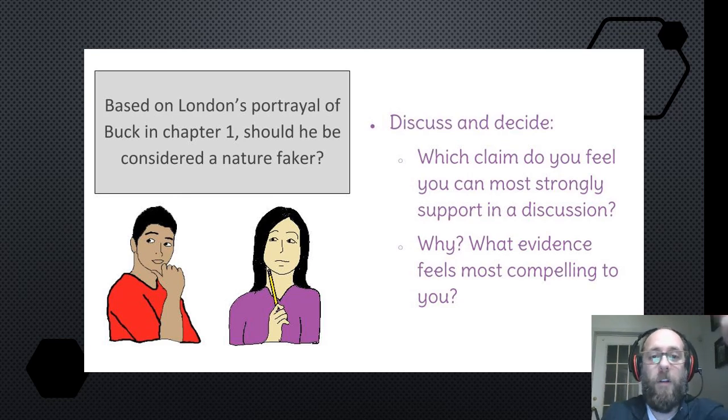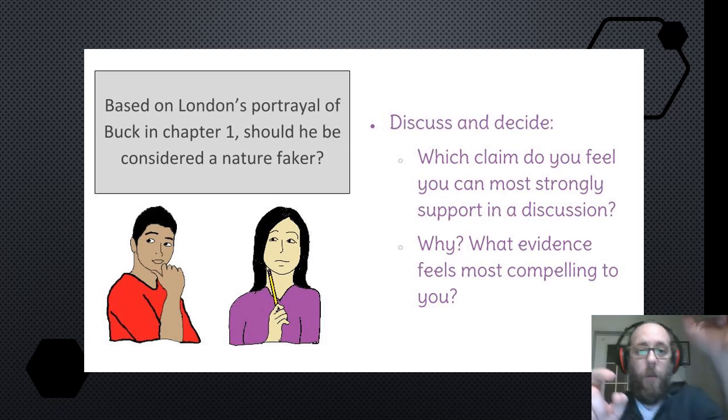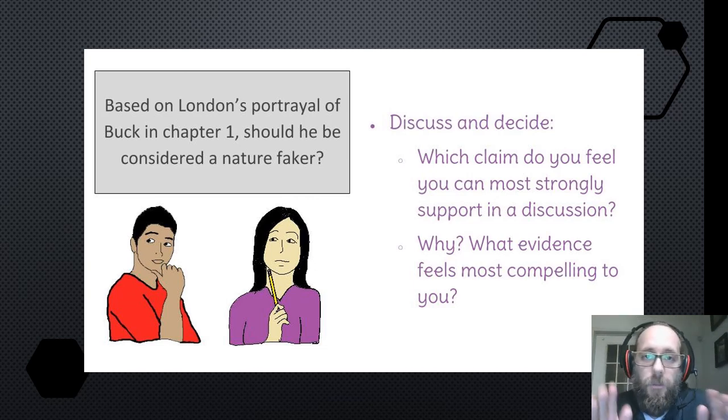So based on London's portrayal of Buck in chapter 1, should he be considered a nature faker? Now I'm asking you, okay? I want to know what you think. You've looked at both sides of this argument. Would you consider him a nature faker? Look, I know it's both ways. I know that it's obvious that he's trying to not turn Buck into a human in some parts, but then other parts he is. So I know it's both ways, but we're going to pick a side on this one and see how we can argue it.